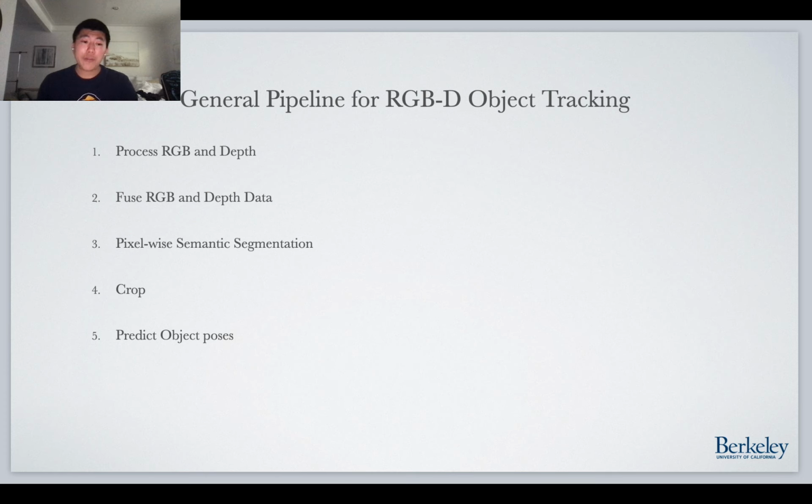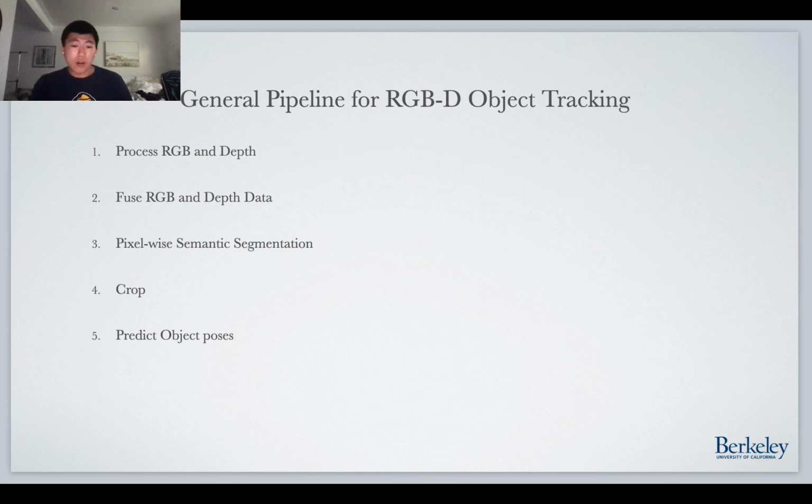A general pipeline for 3D object tracking follows the procedure above. First, we process the RGB and depth data, either separately using their own backbone networks or in a more combined manner. Next, we perform pixel-wise semantic segmentation. Then, we take a region corresponding to an object in the image frame and predict the object pose, given the pixels and points within that cropped area.